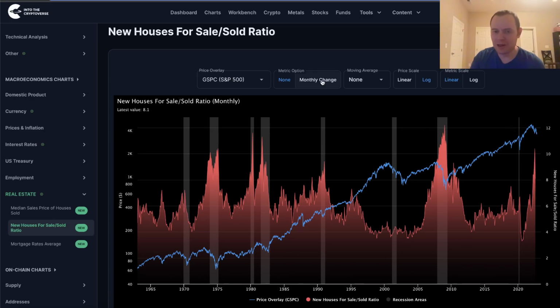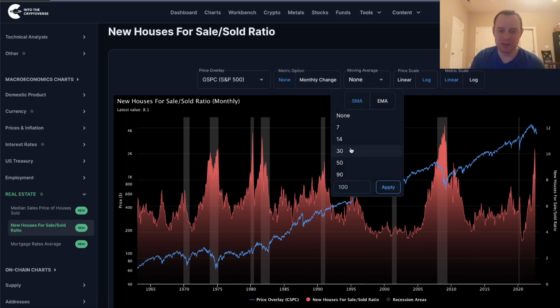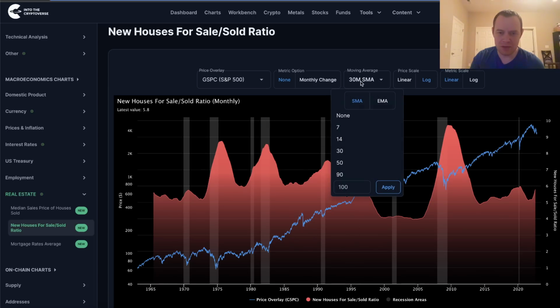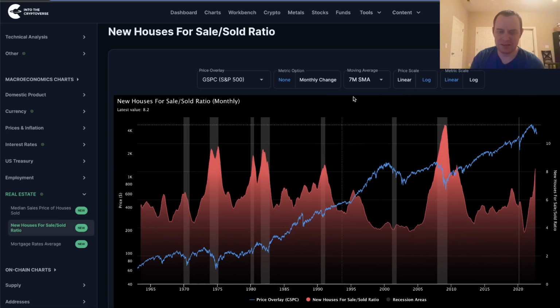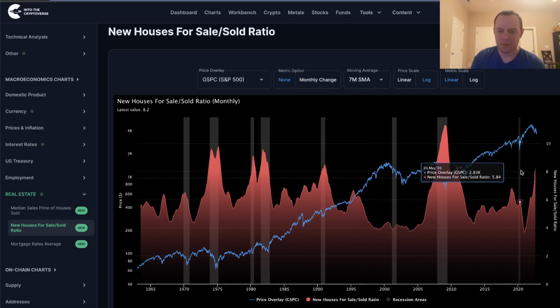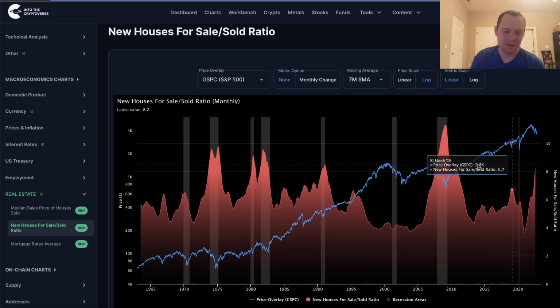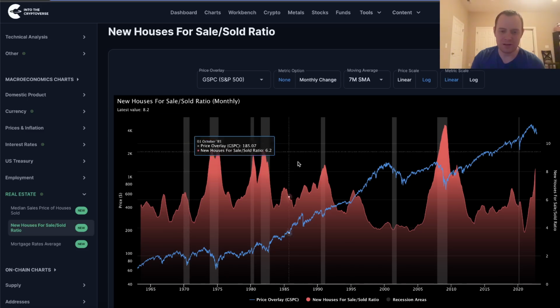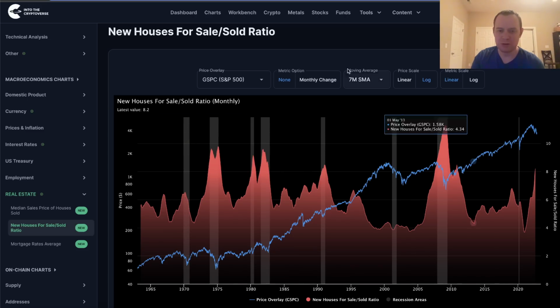If we go take a look at, well, first of all, maybe we should take a moving average of this. So this is a 30 month SMA. Maybe we should go to a shorter time frame, like a 7-month SMA. You can see it's really starting to hit these levels that it hasn't hit very frequently, and every time it does something like this, for the most part, you do see it correspond to recessions.